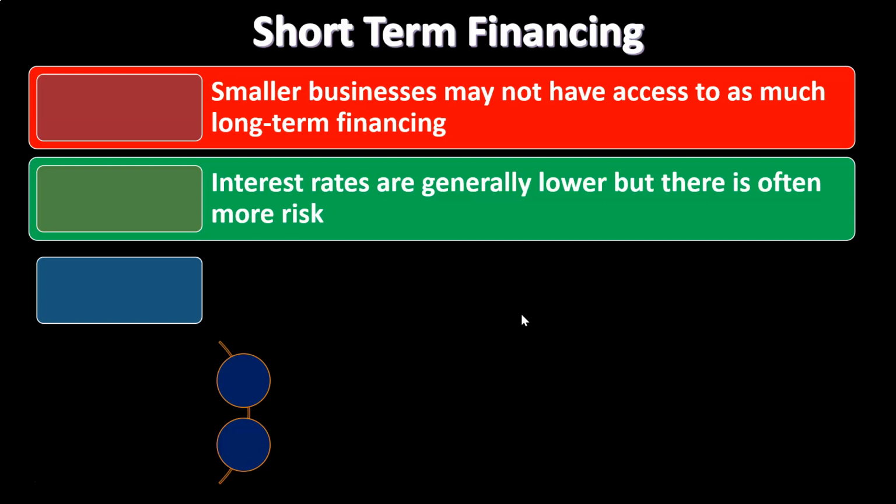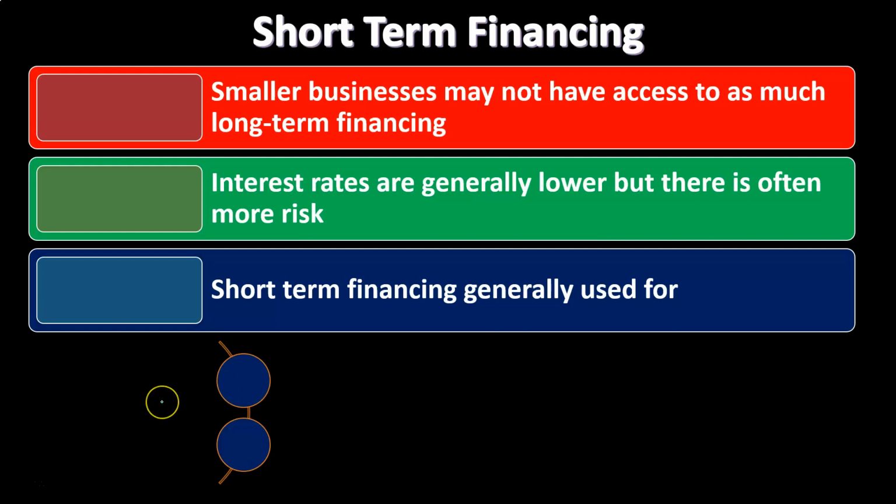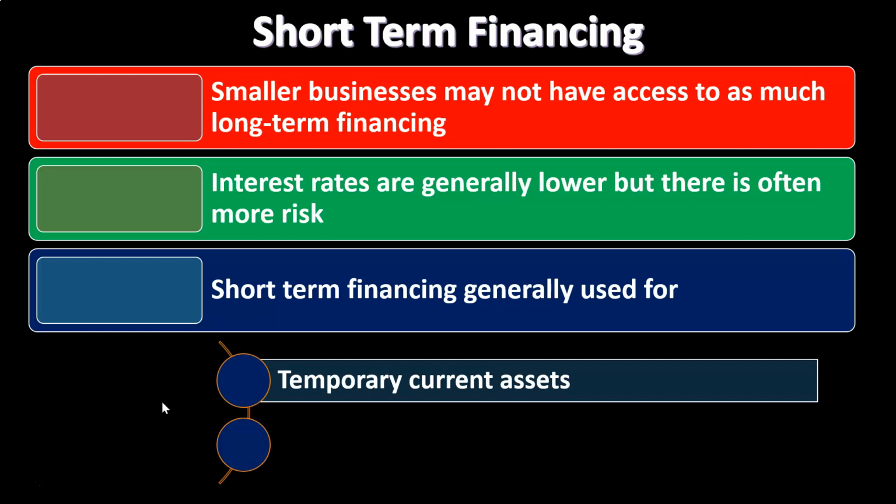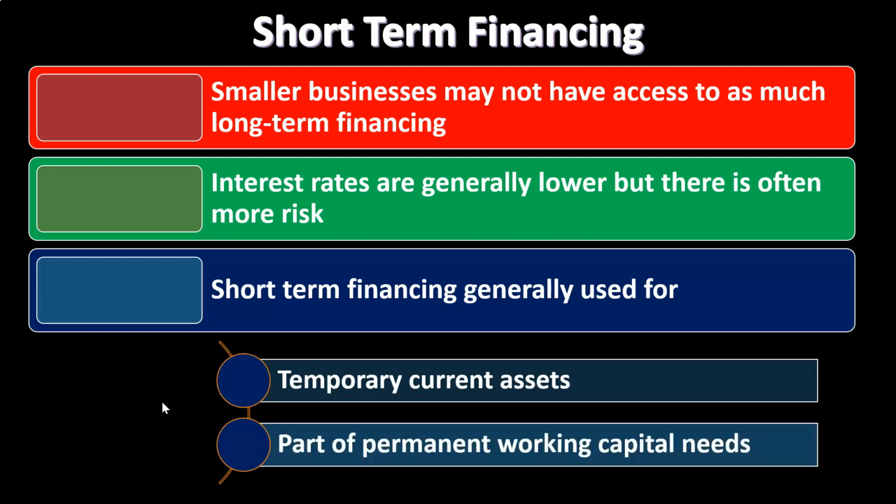And then once you have to roll over the interest or roll over the financing, if you need to take the financing out, you're subject more to the fluctuations of the interest rates in the market at that point as well. Short-term financing generally used for temporary current assets and part of the permanent capital needs. So once again, you could then expand the temporary current financing as well.